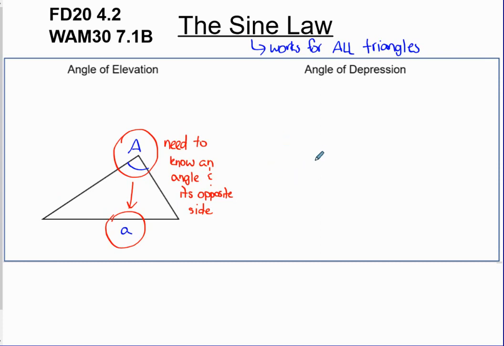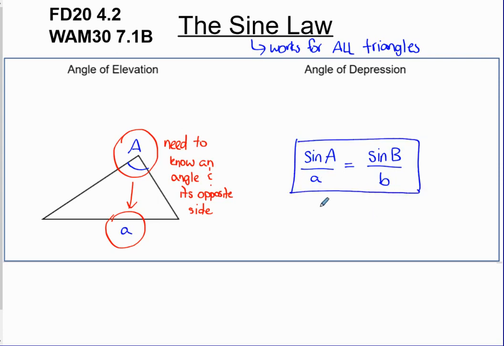And the sine law is the following formula. It is sine of angle A over side A equals sine of angle B over side B. And you'll be looking for one of these things. So you'll either be trying to find an angle, so trying to find A or B, or you're trying to find this side or this side. So basically, we are going to set it up as a ratio of sine of an angle over its opposite side. As long as you know one half of this, so one angle and its opposite side, you can use this formula.